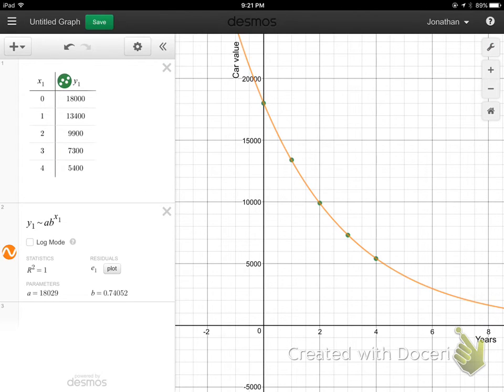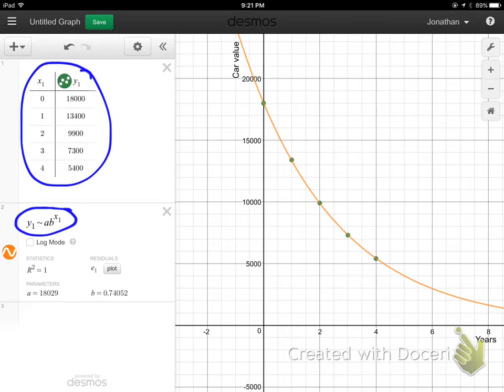I've already plugged it in here, and you notice how I've got it typed in. That right there is how you want to type it in. So you're going to plug in that data first before you type in the thing below it, and you do that by pressing plus and then the data table, and then you need to type in y1 tilde ab to the x1. I typed in the ab because this is the form for an exponential function. I know this is exponential data, well, because I made it, but we'll talk about why we know that later.